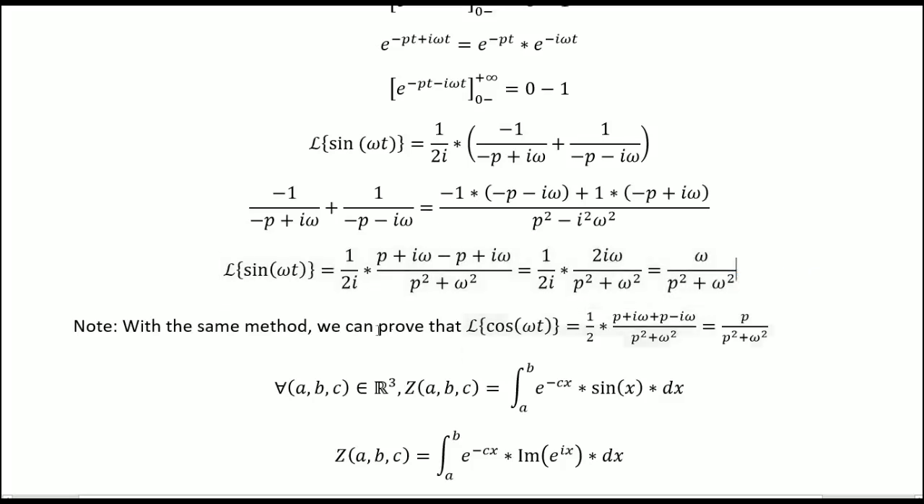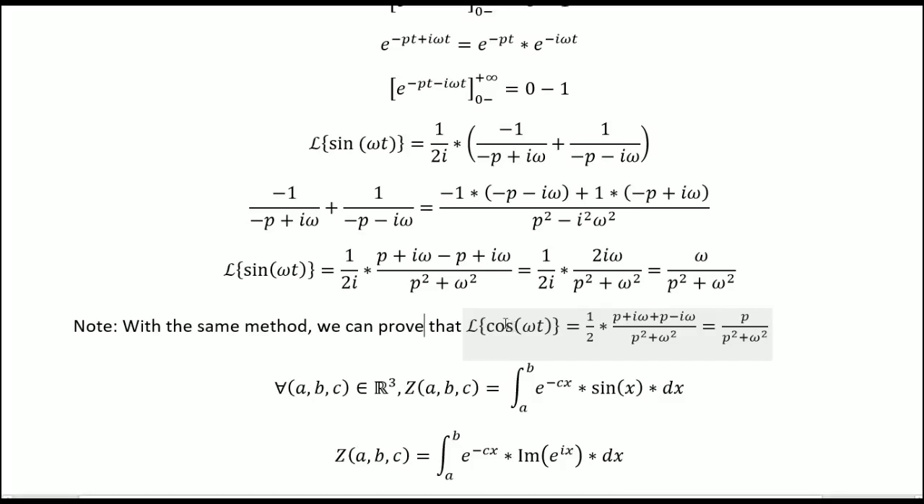As a side note, I'd like to add that with the same method you can prove that the Laplace transform of cosine ωt is equal to p over p squared plus ω squared. It's just the same thing.